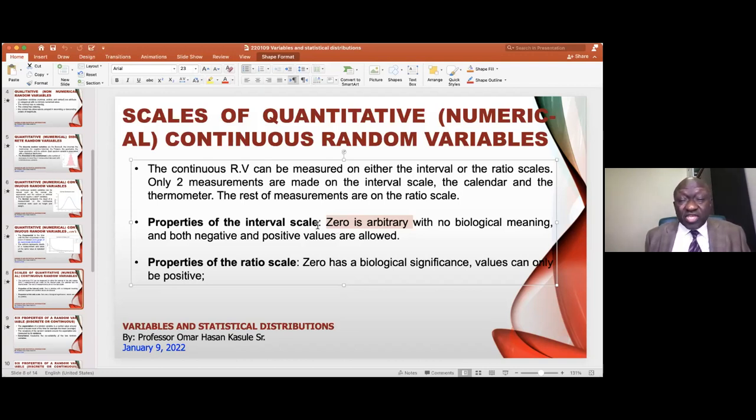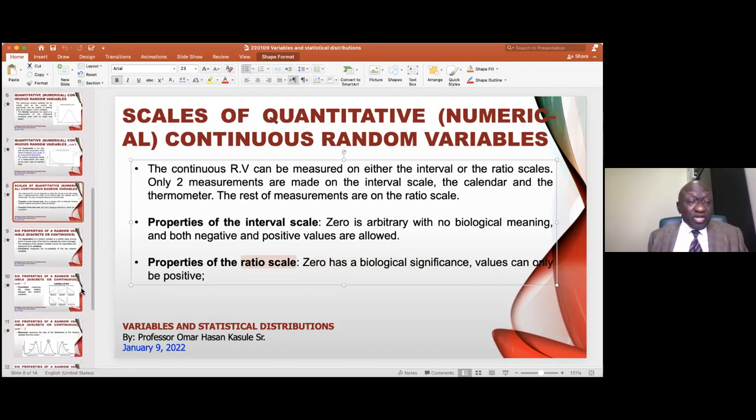So in the interval scale, the 0 is arbitrary. You fix your 0 and another one fixes its 0. In the ratio scale, 0 has a biological meaning. If someone has got 0 weight, they are dead, they don't exist. 0 is real on the ratio scale. And as I said, everything we measure is on the ratio scale except the calendar and the temperature that are on the interval scale.